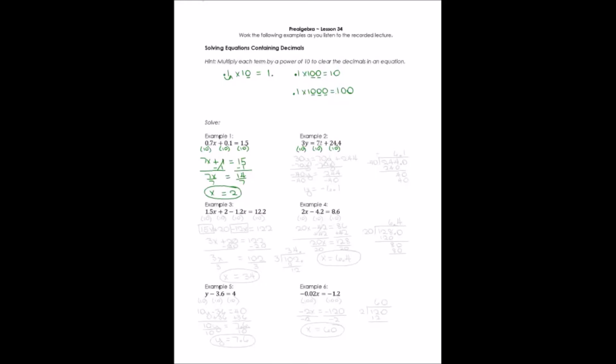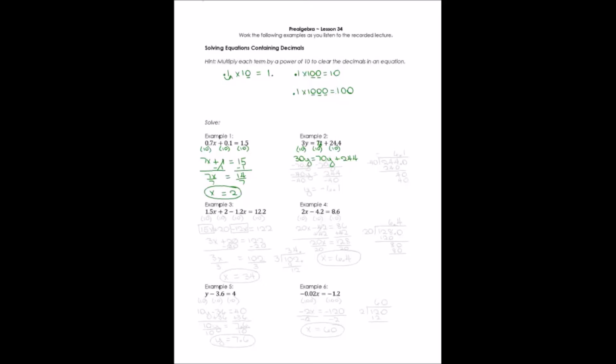But 3y times 10 gives me an easy number to work with. It's 30y. Oh, by the way, that 7t is not really 7t, it's 7y. 7y times 10 will give me 70y. And then 24.4 times 10 is going to give me 244. All whole numbers. Once again, no decimals.